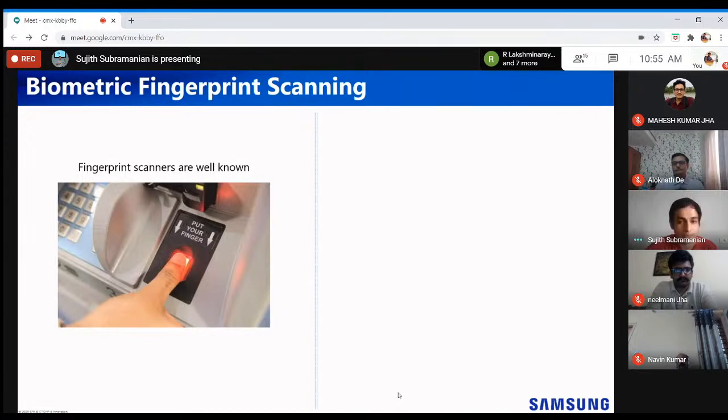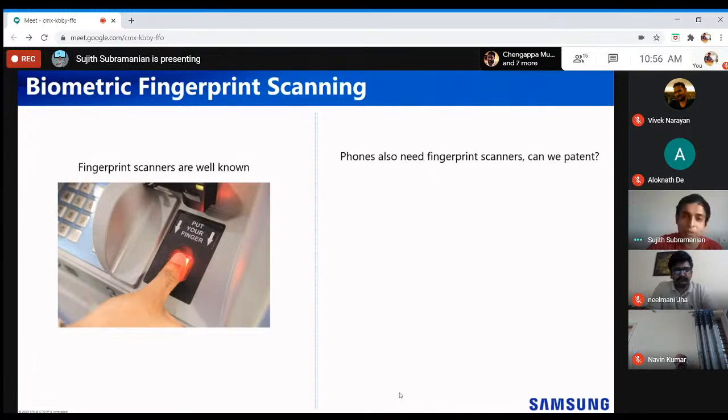But when fingerprint scanners came to mobile phone, people still found it exciting. People still found that, wow, okay, this phone has fingerprint scanner. I might want to buy this phone. What does that mean? It means that I can still solve many problems that exist when I use fingerprint scanners in mobile phones.